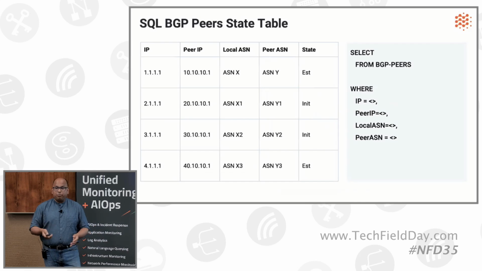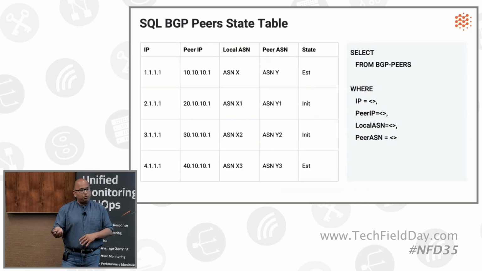BGP peers. The BGP peers table is again local peer IP, remote peer IP, what is my local ASN, remote ASN, the different columns, and SQL is able to represent this. So now you can see, if you were to get your BGP data from OpenBMP or by polling some BGP OID, you can take that data and logically store it in a table that looks like this. Then you can have a SQL interface to read that data.